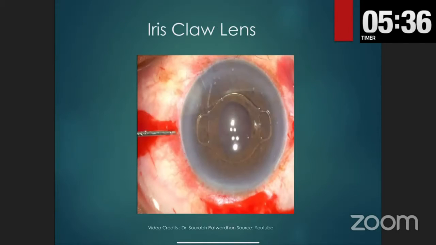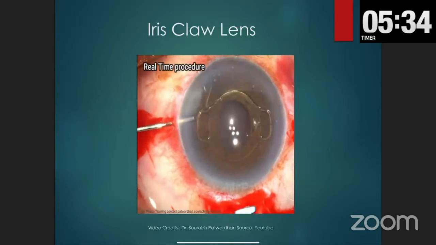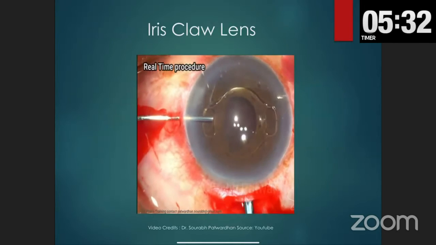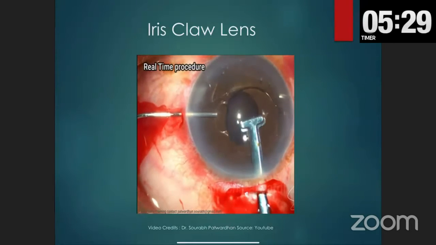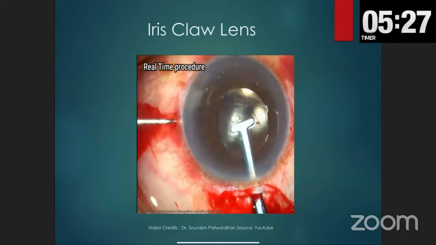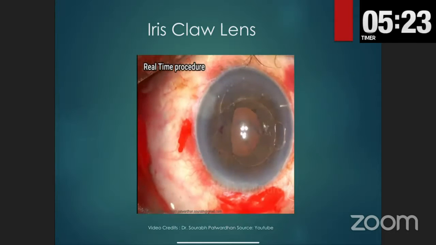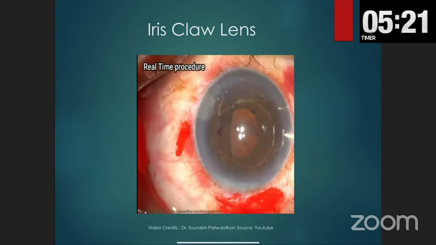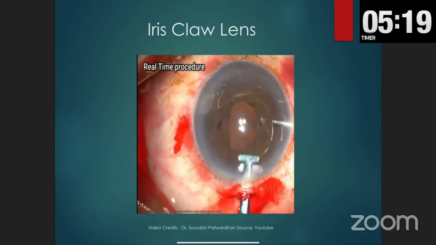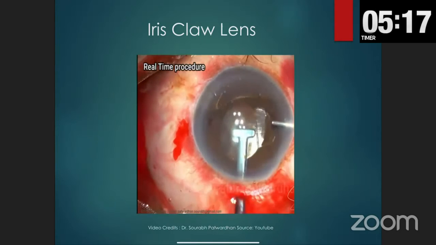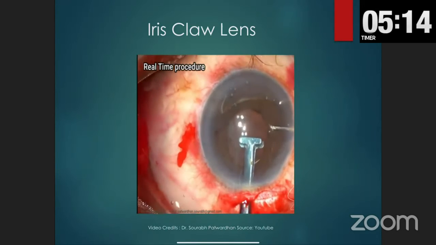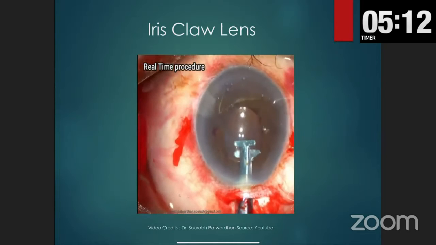And then comes the iris claw lens. With a little bit of wet lab practice and the proper instruments, like the iris claw holding forceps, it is easier to place this. The only problem is you should have a big library of lenses, all the powers of this intraocular lens. So in private practice, this is going to be a little difficult.